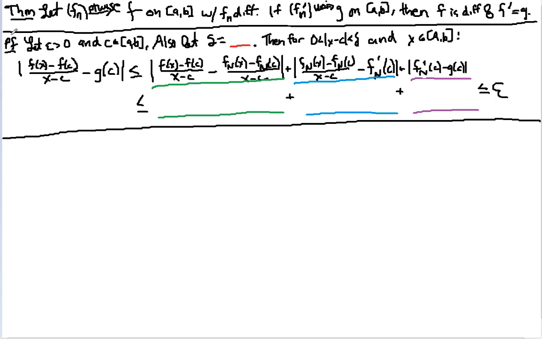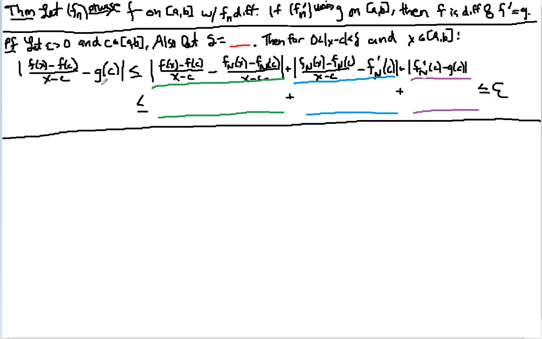So basically, let epsilon be bigger than 0 and c be any element of the interval. We're going to prove that f prime of c is equal to g of c. So we're going to let delta be something that I'm going to fill in later. This is big picture right now, so I don't need to give you all the details. And as long as x is within delta of c and x belongs to the interval, this thing minus g of c, remember we're going to prove that g is equal to f prime.